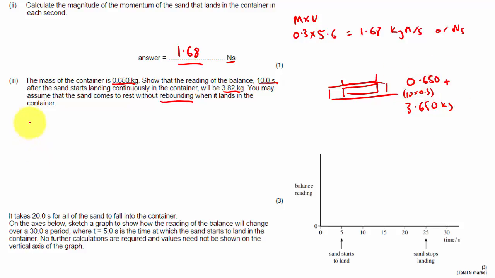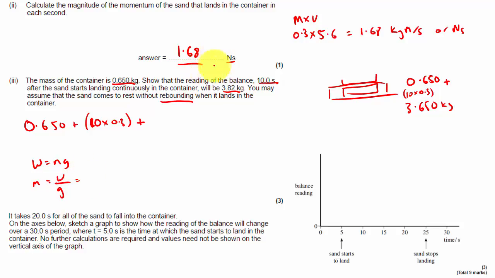We've got to have the mass of the container, 0.650, plus the mass of sand that lands in the 10 seconds, right? That's 10, by the way. Plus, well, how do we work out the equivalent mass of this force? Weight equals mass times gravity. So mass would be weight divided by gravity.